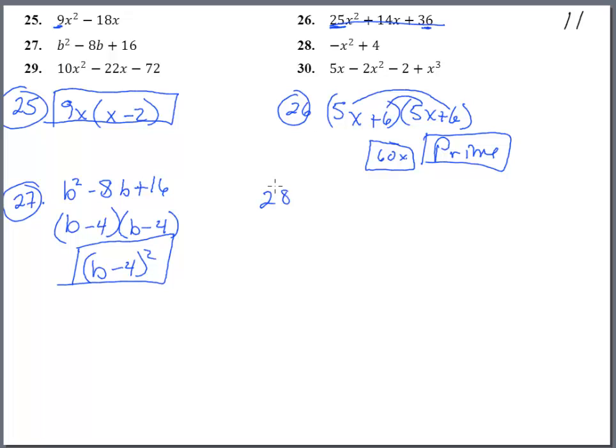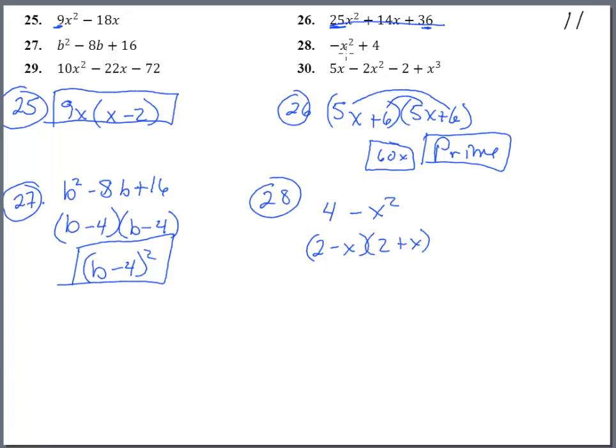Number 28. Ooh, negative x squared plus 4. I'm going to write that as 4 minus x squared just so I can see it as a subtraction of two squares. That gives us 2 minus x and its conjugate 2 plus x.